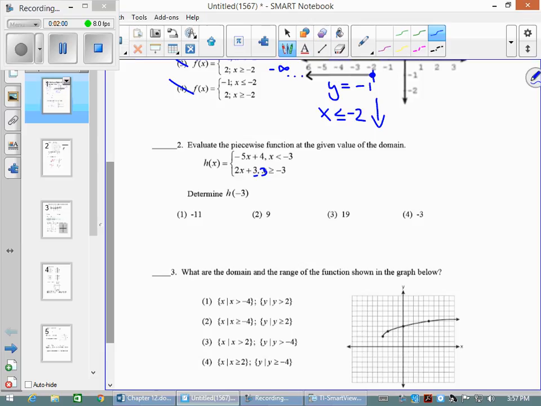-3 is greater than or equal to -3. So I'm plugging -3 into 2x plus 3, which would give me -6 plus 3, which would simplify to be -3. Choice 4.